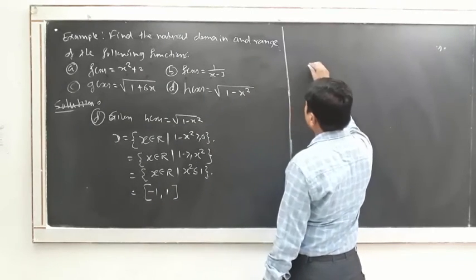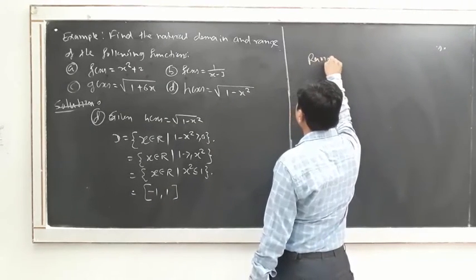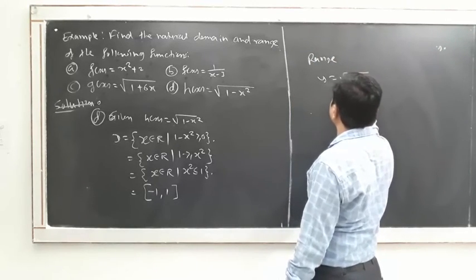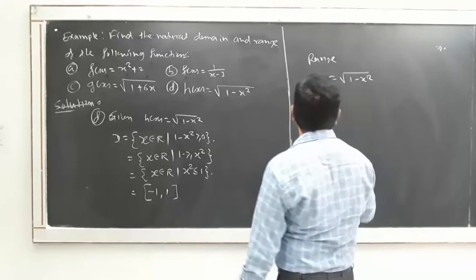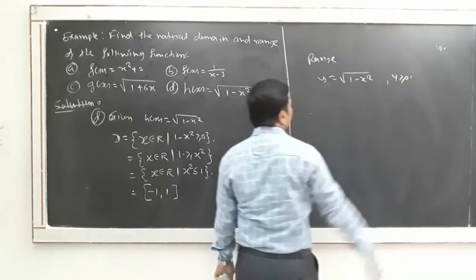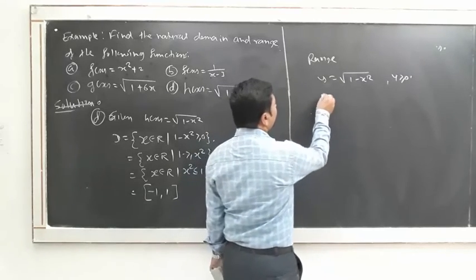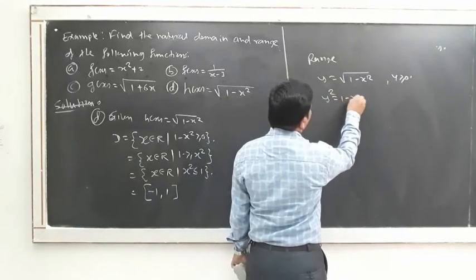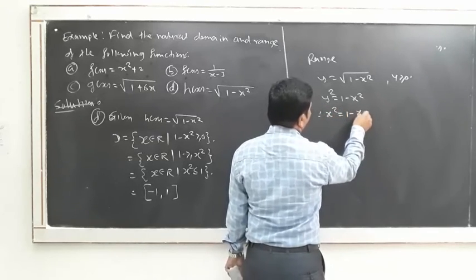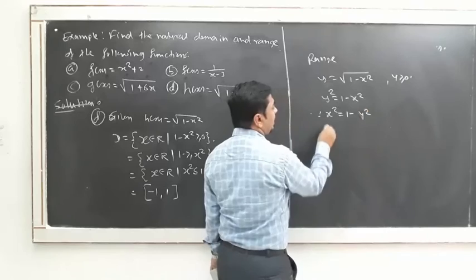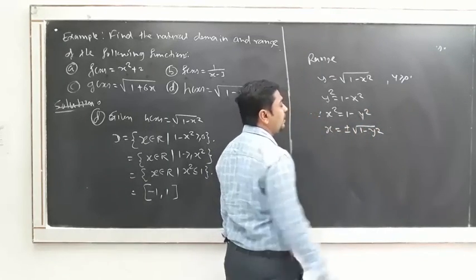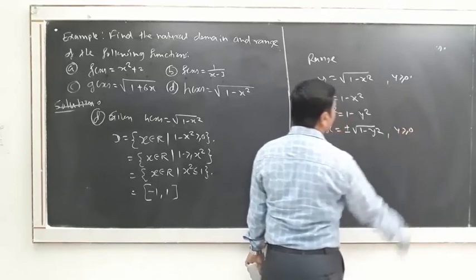So in a similar way you can find the domain, and for the codomain or range, what do we have to replace? h of x is equal to y. So you can write it like this. Here y is greater than or equal to 0. So squaring both sides, you will get y square equal to 1 minus x square, and solve this for x. So x is equal to plus minus square root of 1 minus y square, and here y is greater than or equal to 0.